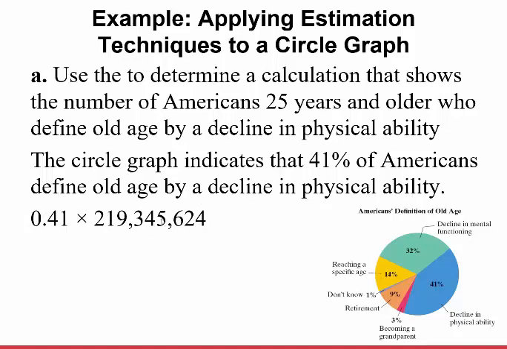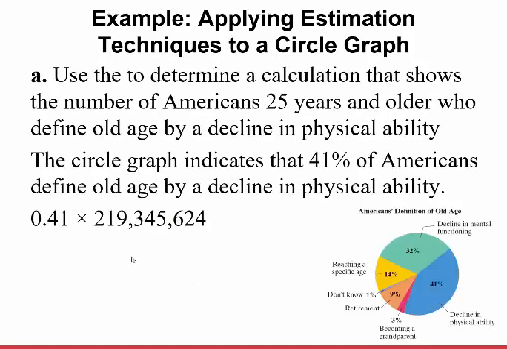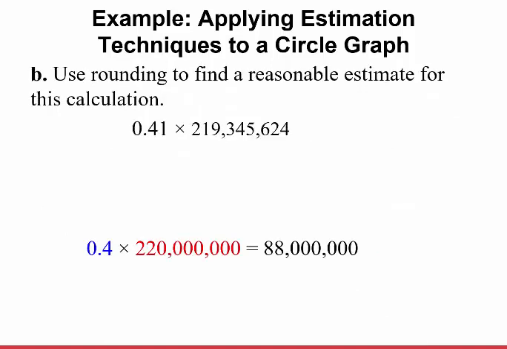So if you have a total number and you want to figure out what 41% of that number is, you take the 41, you turn it into a decimal, and you multiply. Whatever that comes out to be will be the number of Americans who define old age by a decline in physical ability. But let's actually show you rounding to find a reasonable estimate for this.